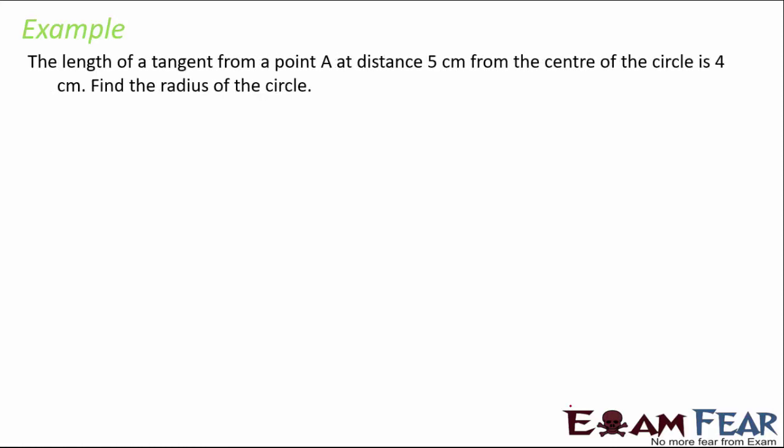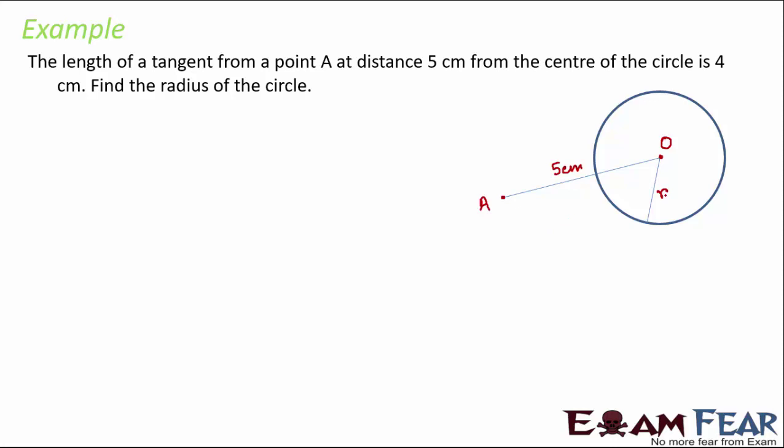Question number 1: the length of a tangent from a point A at a distance of 5 cm from the center of the circle is 4 cm. Find the radius of the circle. So this is the circle. This is the point which is located outside the circle at a distance of 5 cm. Let's say this is point A, and let us also mark O, which is the center of the circle. Now the radius of the circle we do not know. Let us assume that the radius is r.